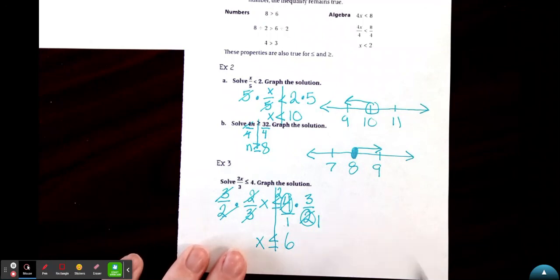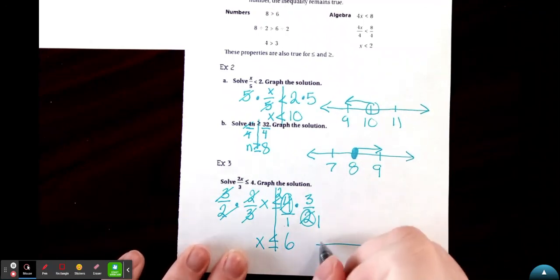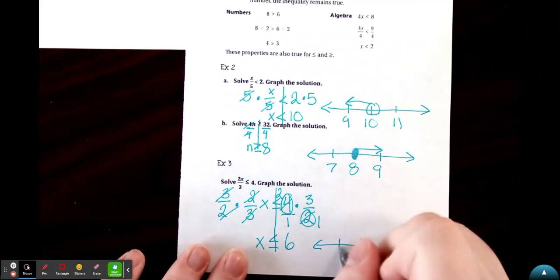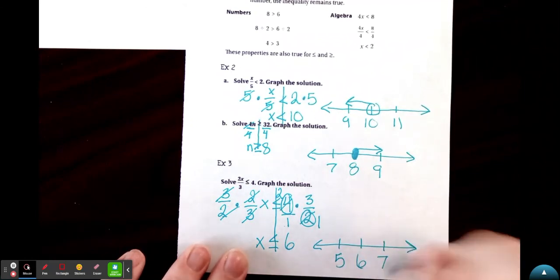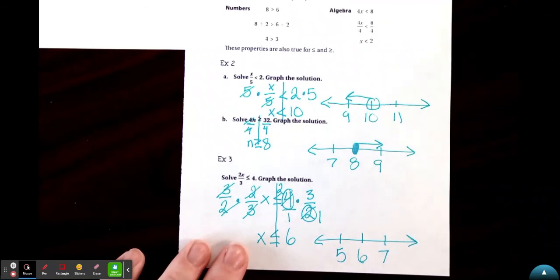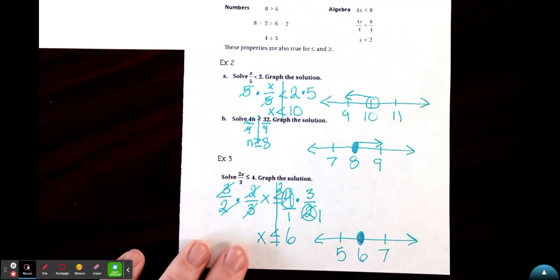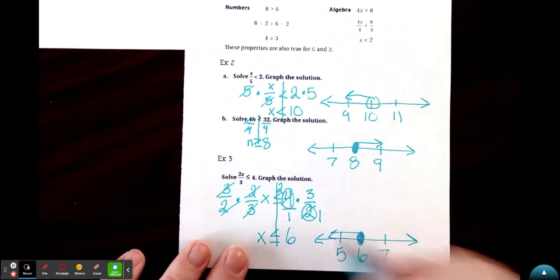Okay, am I done? No. Graph the solution. Okay, 6, 5, and 7. Open or a closed circle? Closed circle. Okay, x is less than or equal to 6. Is it going to go towards 5 or towards 7? 5. Good job, guys.